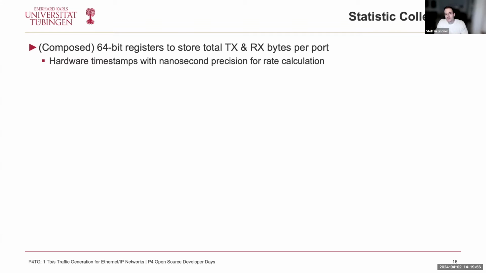Later, we will correlate these values with the hardware timestamp of the Tofino, which has a nanosecond precision, and then can use these values to calculate a very precise rate within the control plane. As an example, when we would use tcpdump timestamps without hardware acceleration, then we have an accuracy of roughly 100 microseconds. So these Tofino timestamps are very precise.